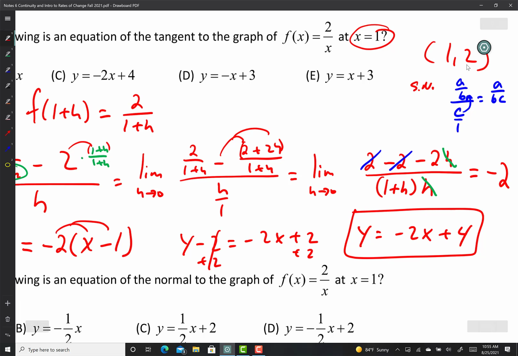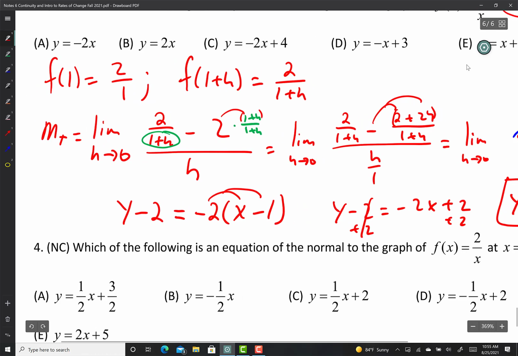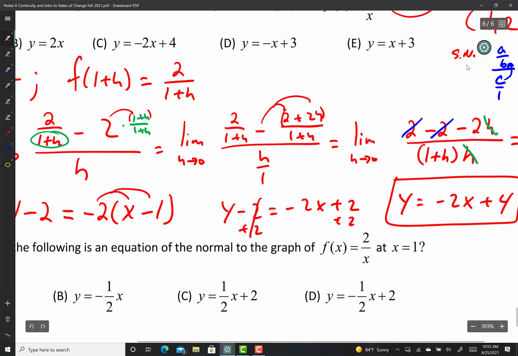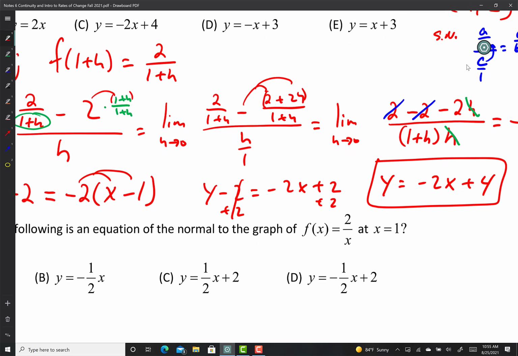All right. See if you guys can take 1 minute. You don't have to start from scratch to do question number 4. It's the same equation at the same coordinate. They want the normal. Same coordinate. All you got to do is one thing.